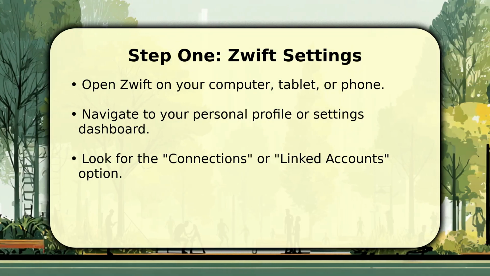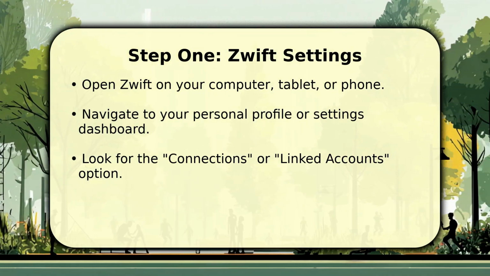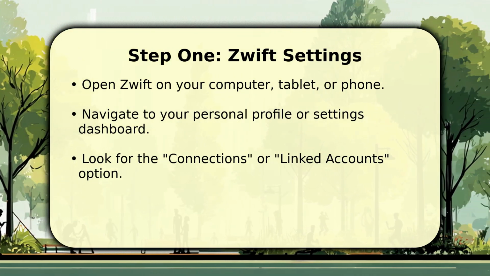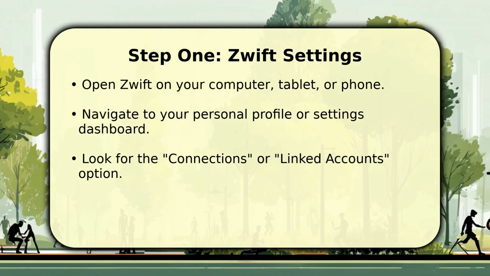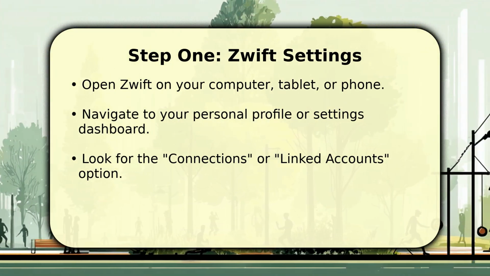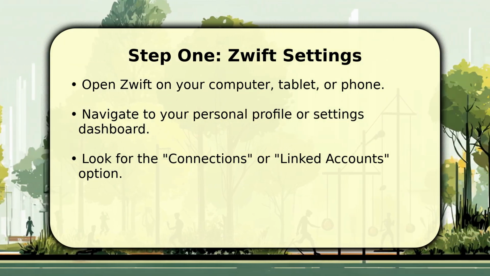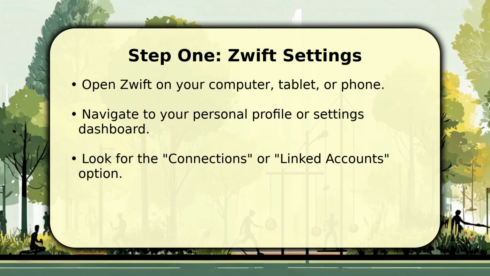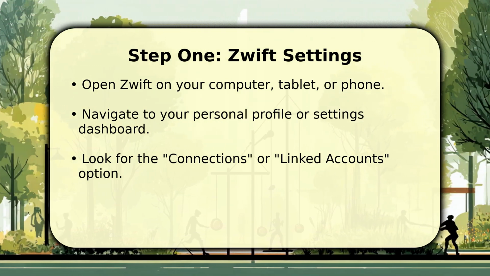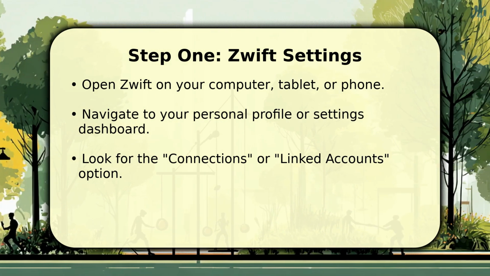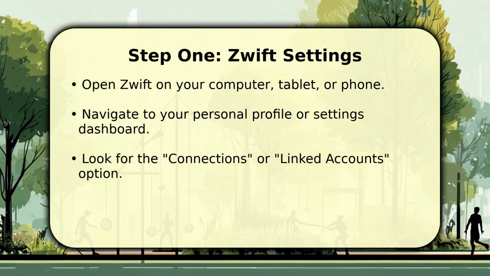First, open the Zwift application on your computer, tablet, or smart device. Once loaded, click on your profile picture or the settings gear icon to access your personal dashboard. From there, you'll need to look for a clear option labeled Connections or sometimes Linked Accounts. This section is where all your integrations are managed, preparing for the next step.